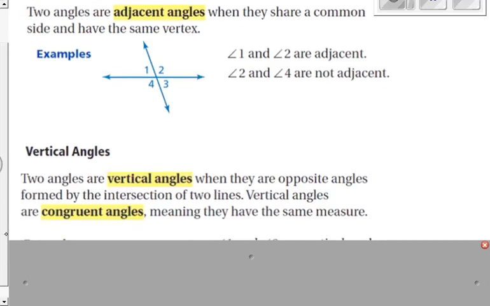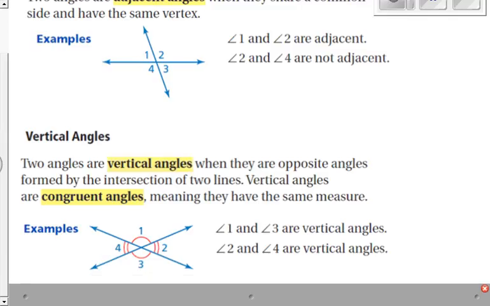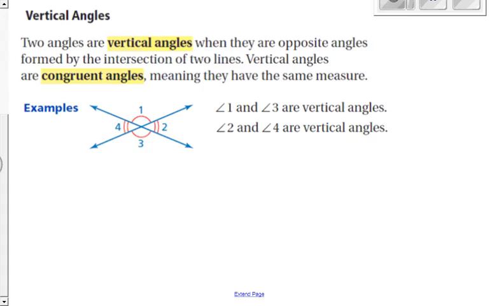Vertical angles. Two angles are vertical angles when they are opposite angles formed by the intersection of two lines. Vertical angles are congruent angles, meaning they have the same measure. And as you can see in the picture, angles 1 and 3 are vertical, and angles 2 and 4 are also vertical. They are across from each other. And as 1 and 3 have one line, that means they are the same measure, and 2 and 4 have two lines, that means those two have the same measure.